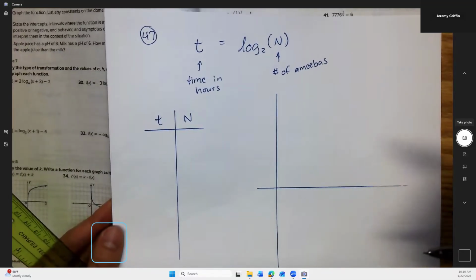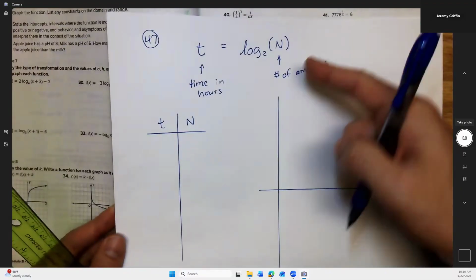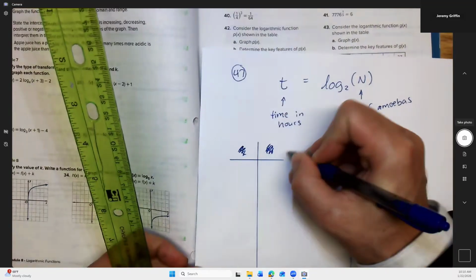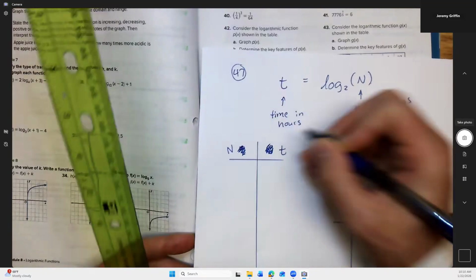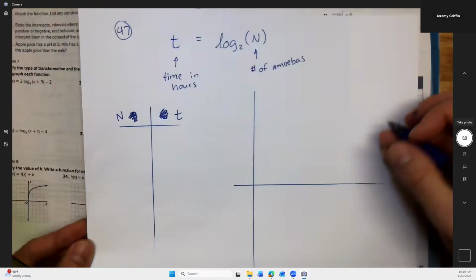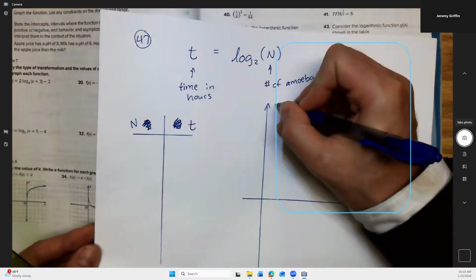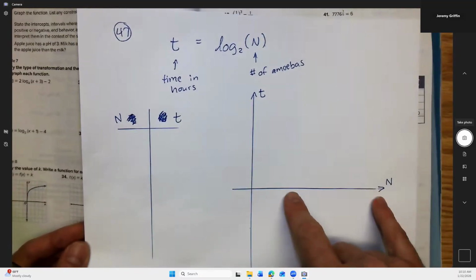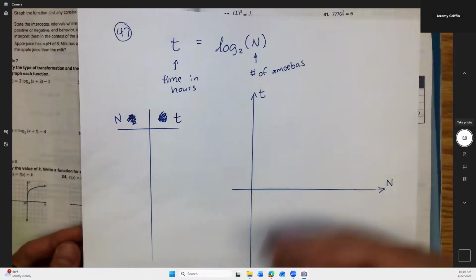Right. Now, you know what? Maybe I should swap these columns. Let me swap N and T. Let me put T over here and N over here. The reason being, because this is a log graph, it looks like the number of amoebas is going to go on the x-axis, and how much time has passed we'll consider the y-axis, right? A version of the story could be, let's say you have some initial number of amoebas in a petri dish, and come back sometime later.